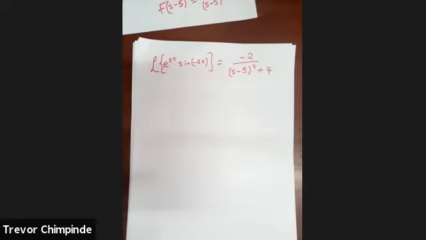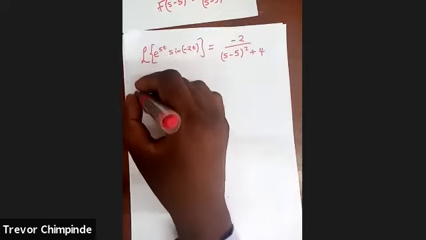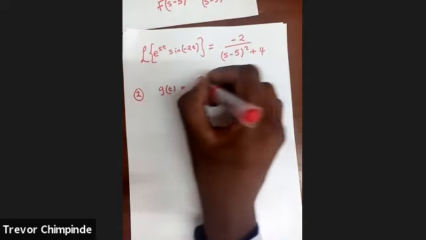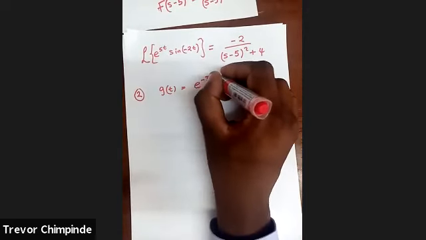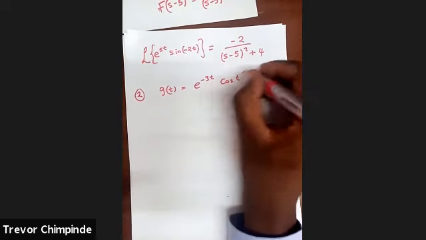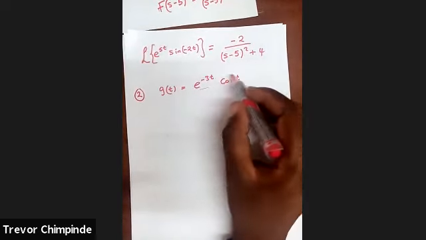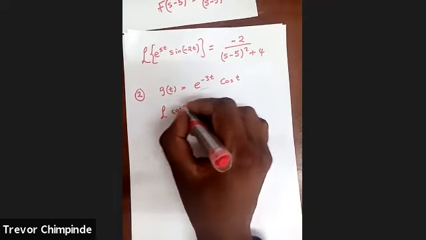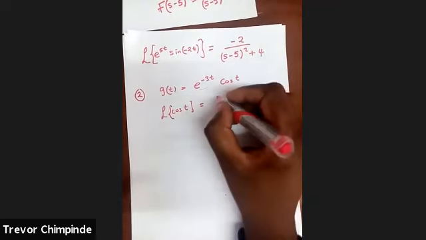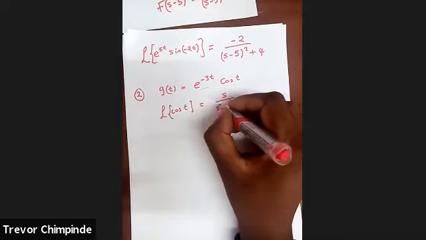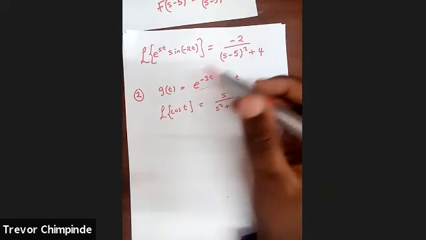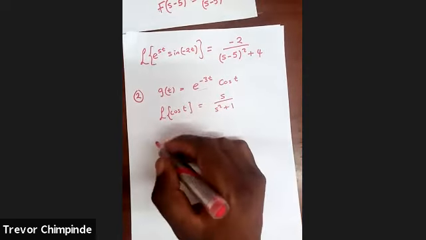So the second one, again, applying the s shifting. In this case, your g of t is e to the minus 3t cosine of t. So again, this is a product of the exponential and the function cosine of t. We know the Laplace of cosine of t is s over s squared plus 1. So if we know this, then we can easily get the Laplace of this product by applying the s shifting theorem. So how do we apply it?